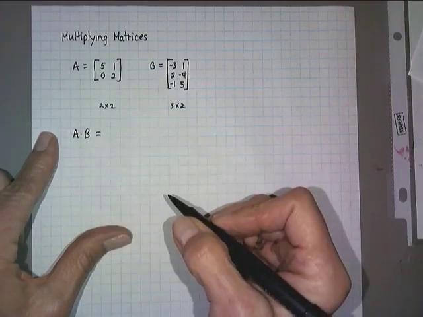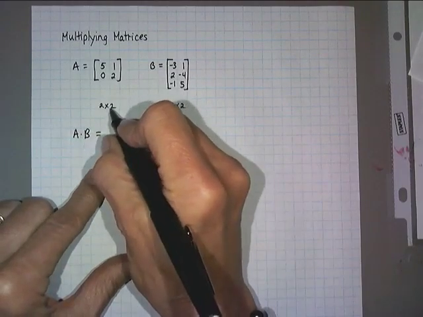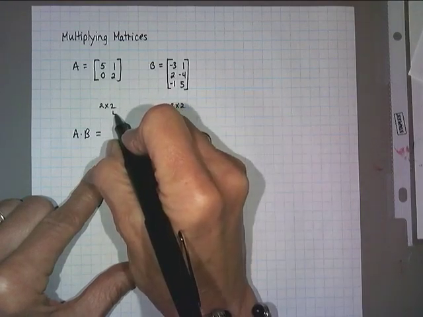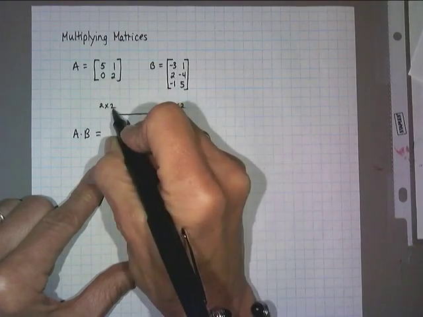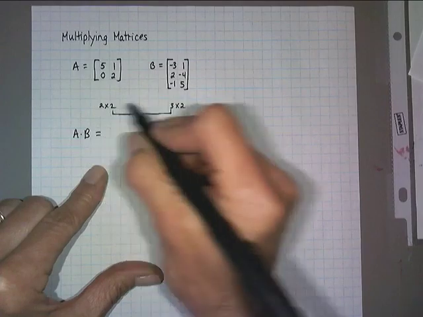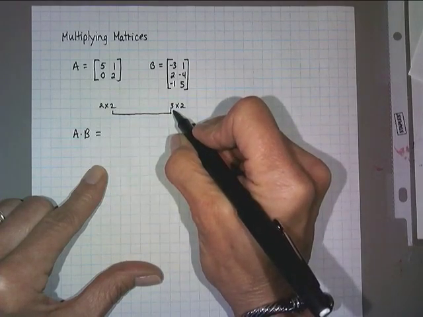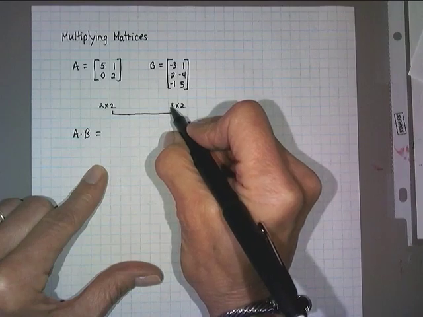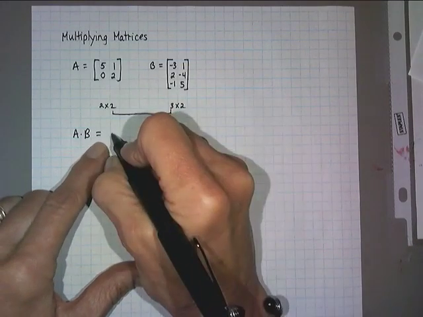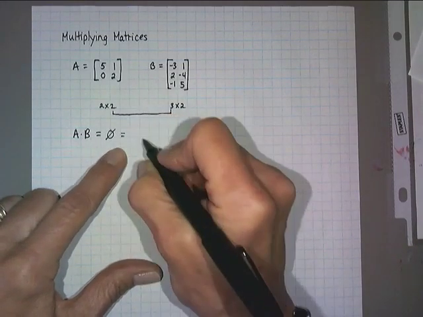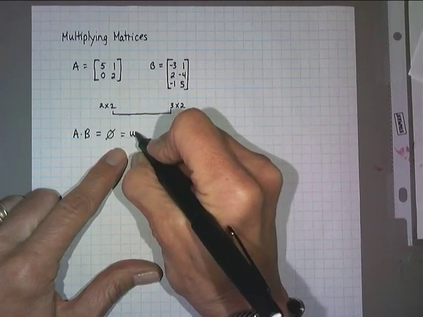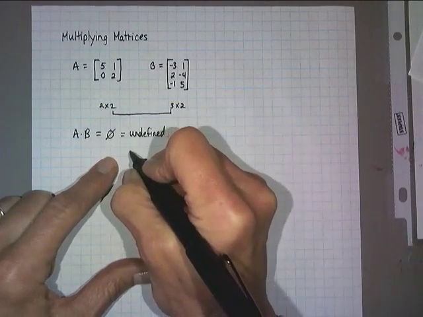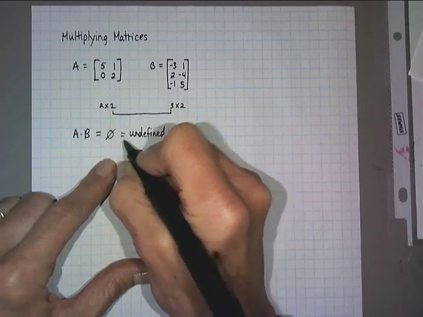Well, here's how I make my decision. I look at the dimensions of matrix A, I look at the dimensions of matrix B, and I ask myself, do the two inside dimensions, do the number of columns of the first matrix equal the number of rows of the second matrix? If these two dimensions are the same, then you can multiply the two together. If they are not, then you cannot, or we say this matrix product is undefined, or we can say there's a dimension mismatch and so therefore it cannot be done.